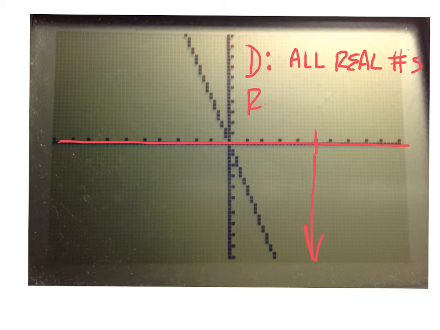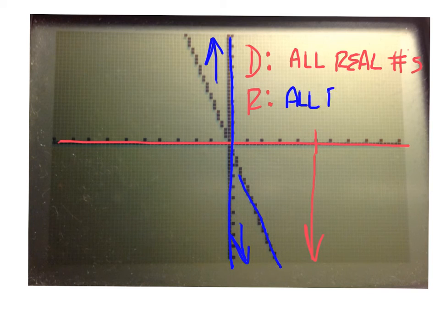Now the range is y. That goes up and down. Is there any limit to y? Will this keep going upwards? Will the graph keep going upwards? Yes or no? Yes, it will. Will it keep going downward like this? Yes, so all real numbers for the domain and the range of this one.